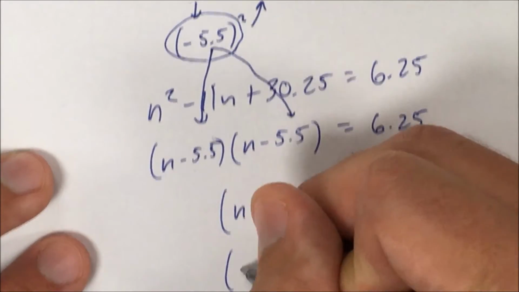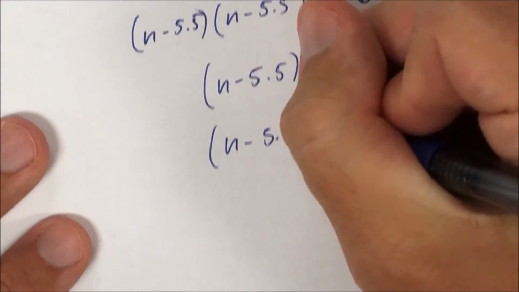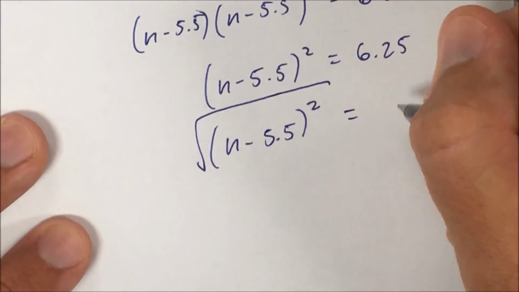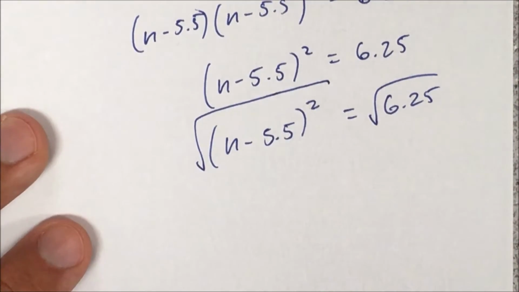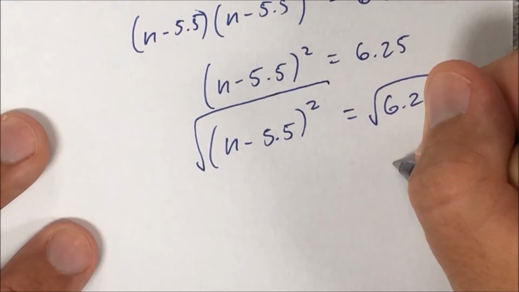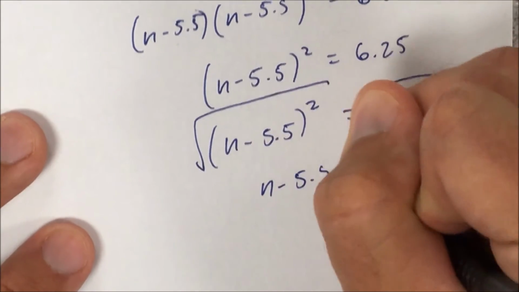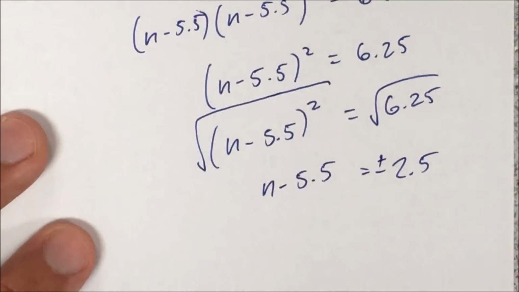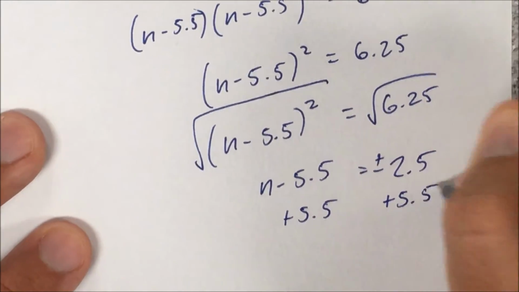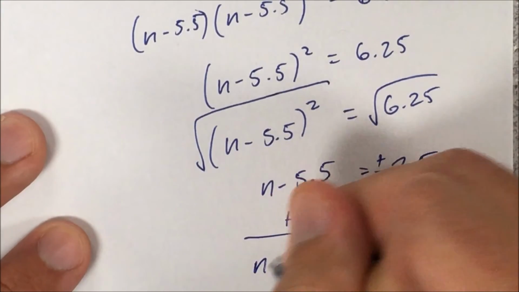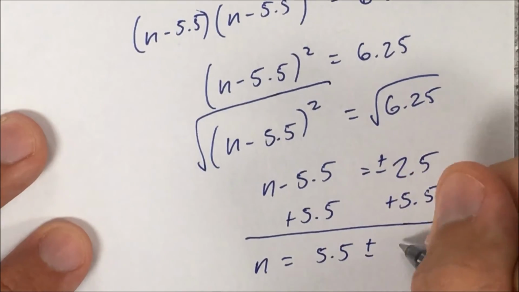And next step is to square root. So I've got n minus 5.5, make sure you can see, square root equals square root of 6.25. And the square root of 6.25, I believe, is 2.5. Don't forget your plus or minus. And you can take the 5.5 over here. We got n equals, what, 5.5 plus or minus 2.5.